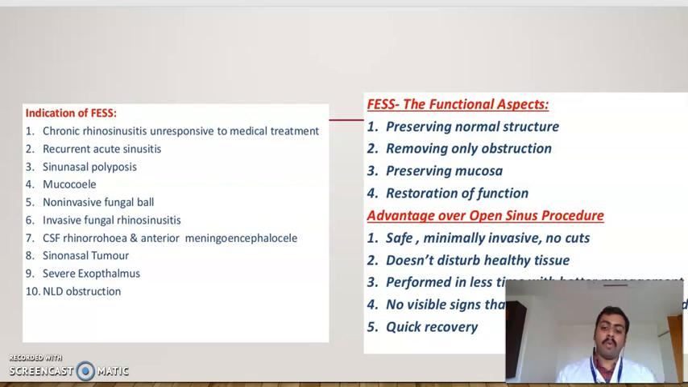The advantages over open sinus procedures are that it is safe, minimally invasive, with no cuts. It doesn't disturb the healthy tissue; only the pathologic tissue is removed. It is performed in less time with better management. No visible signs that surgery has been performed. Quick recovery.